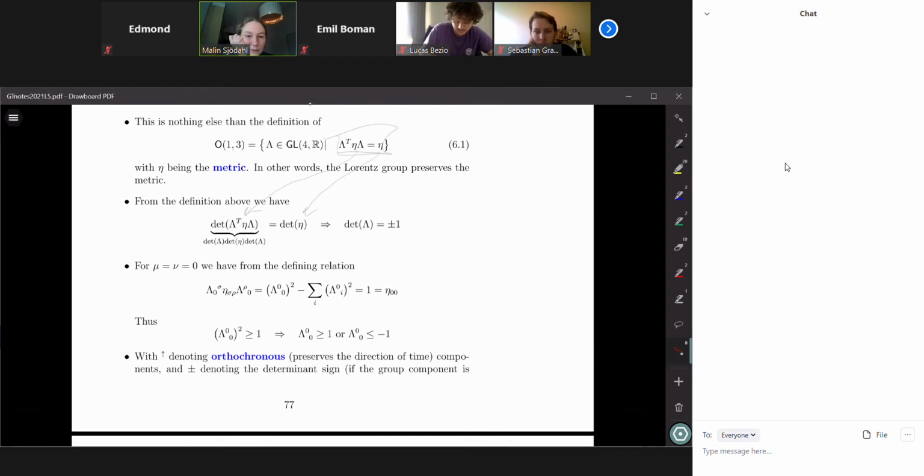And now we see here that in order to fulfill this, lambda 0, 0 squared must be larger than or equal to 1. So that means that lambda 0, 0 must either be larger than or equal to 1, or it must be smaller than or equal to minus 1.